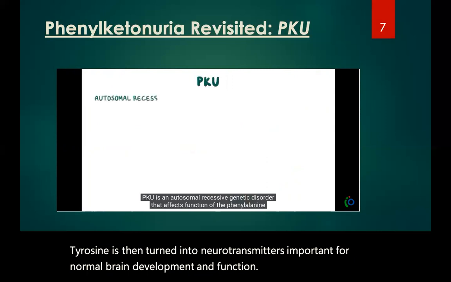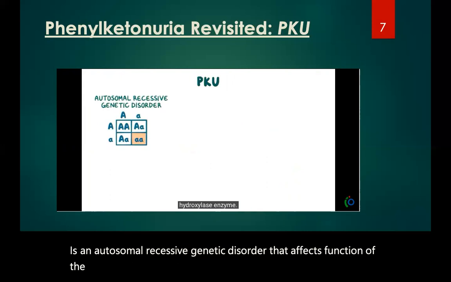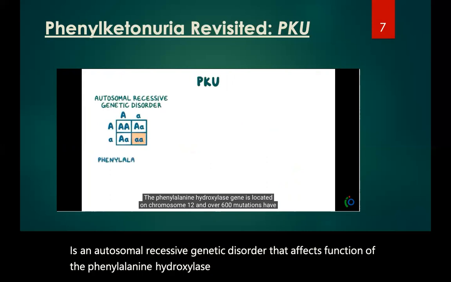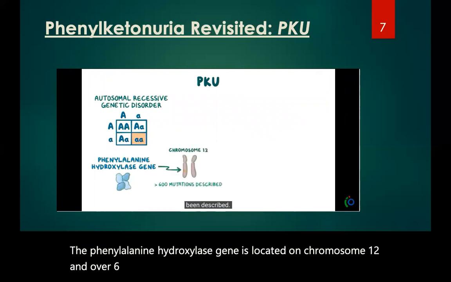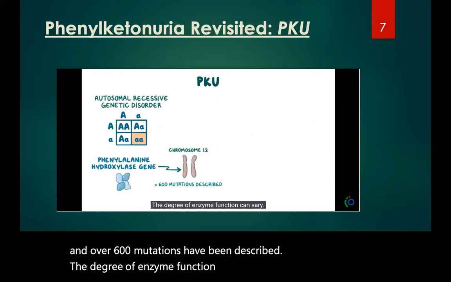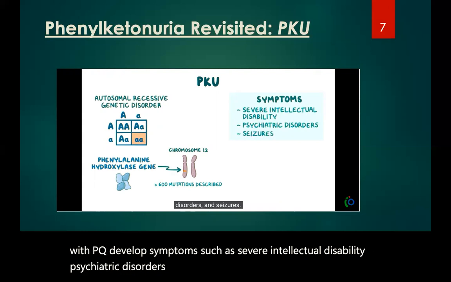PKU is an autosomal recessive genetic disorder that affects function of the phenylalanine hydroxylase enzyme. The phenylalanine hydroxylase gene is located on chromosome 12, and over 600 mutations have been described. The degree of enzyme function can vary. When untreated, people with PKU develop symptoms such as severe intellectual disability, psychiatric disorders, and seizures.